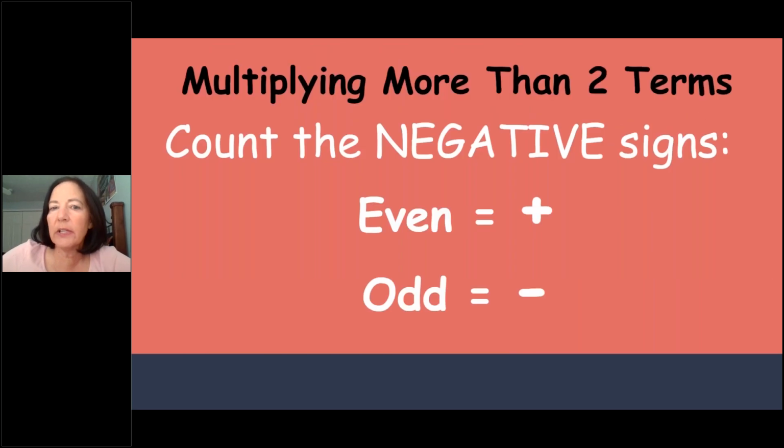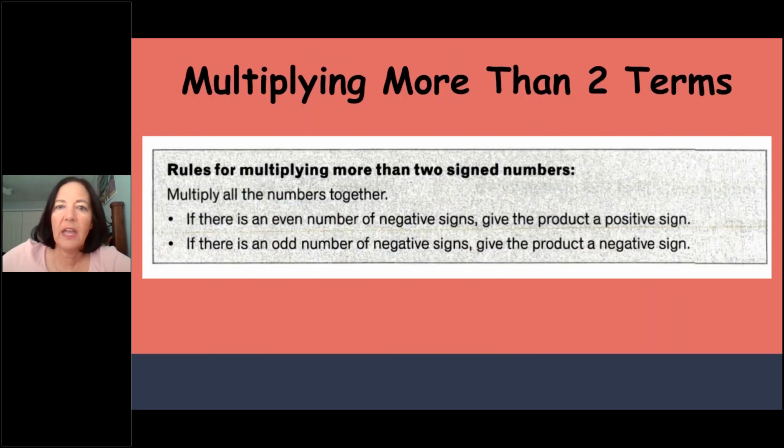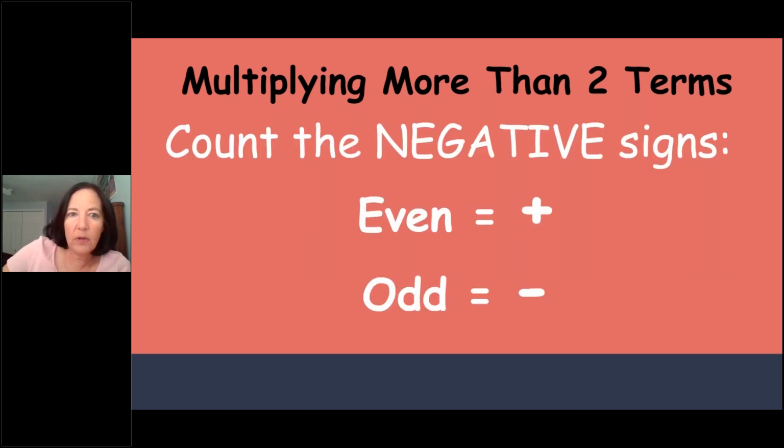So the next thing we're going to talk about, here we go. Sometimes we're multiplying more than just two numbers. We could multiply several numbers together, and we still have to have a good way of deciding if our answer is going to be a positive or a negative. The rule that I use says you need to count the negative signs. If you have an even number, the answer is positive. If you have an odd number, the answer is negative. So that's going to be another rule you're going to want to write down, Brianna.